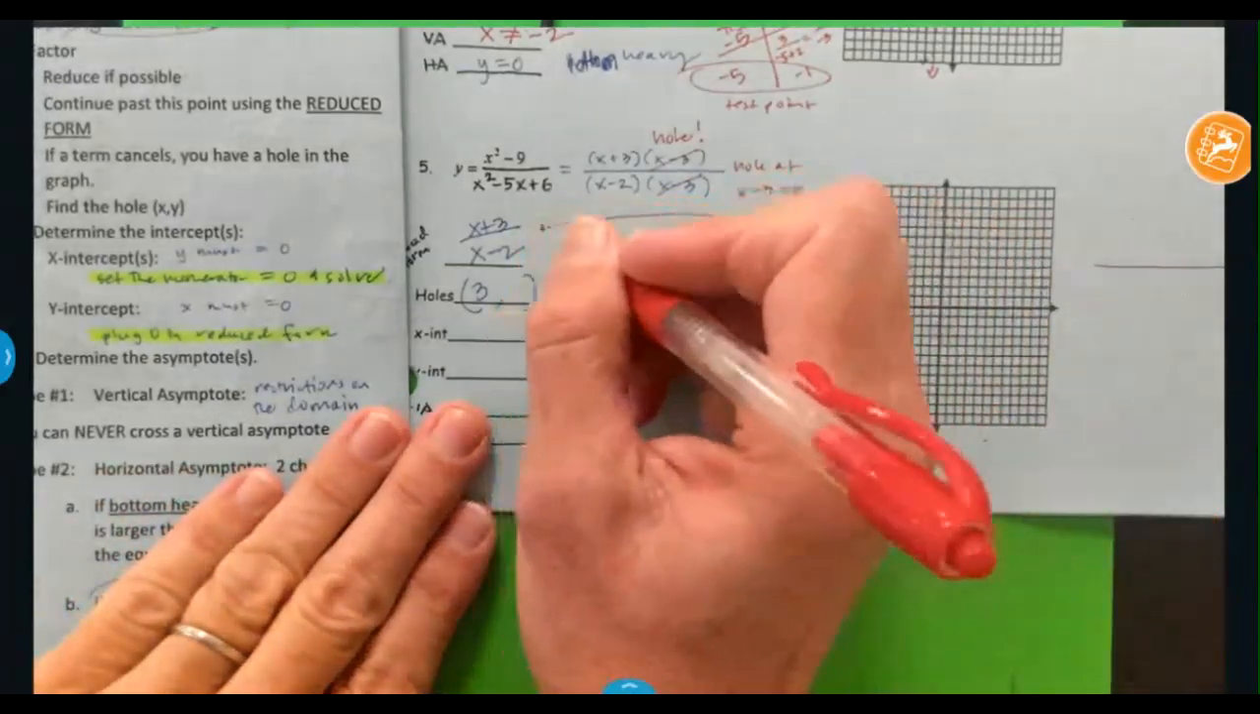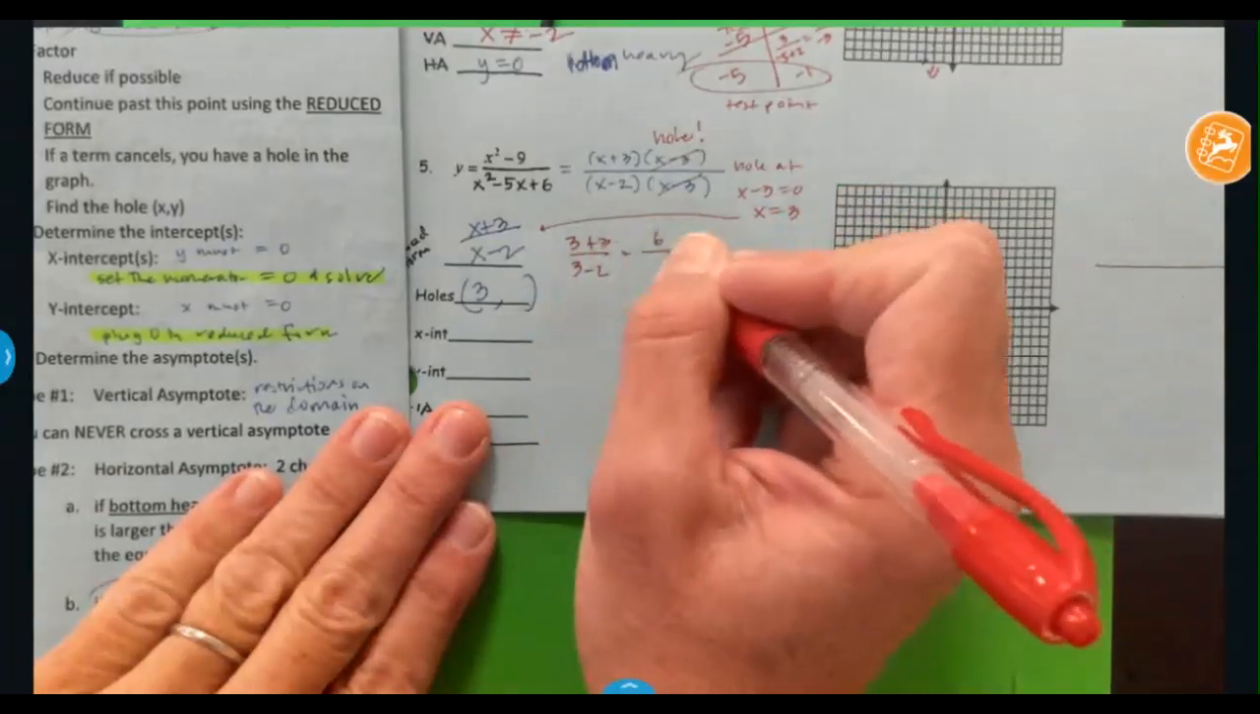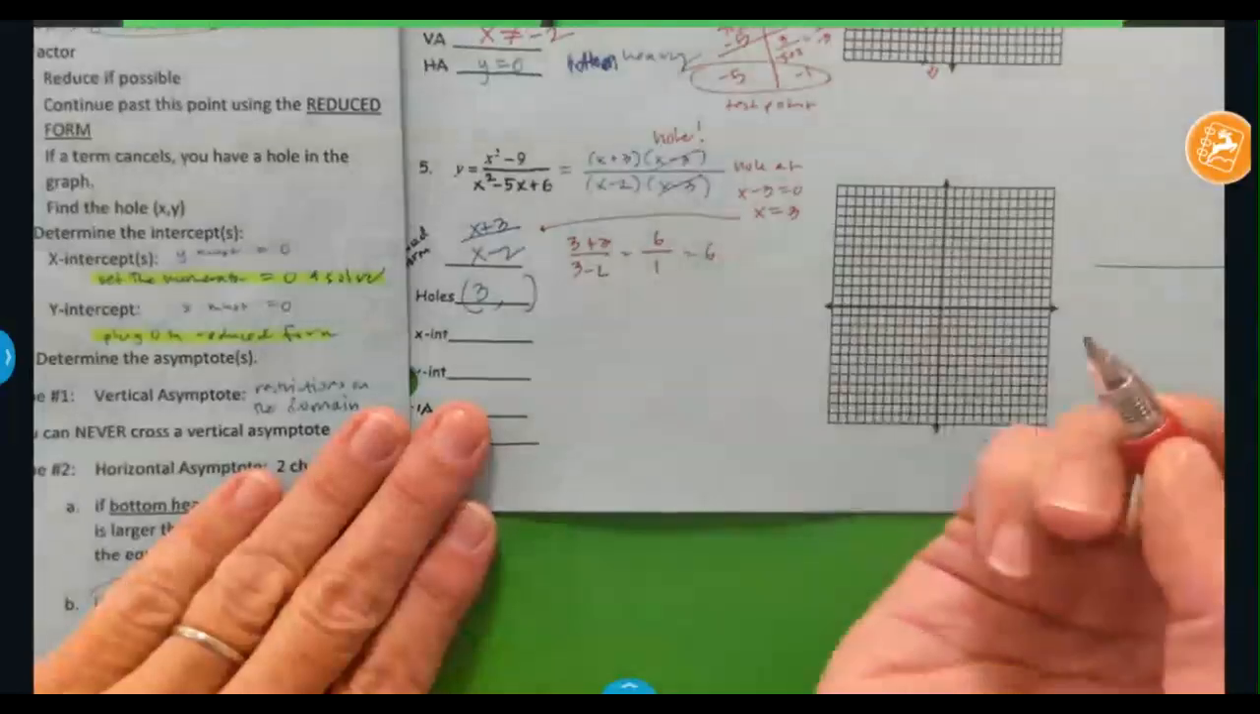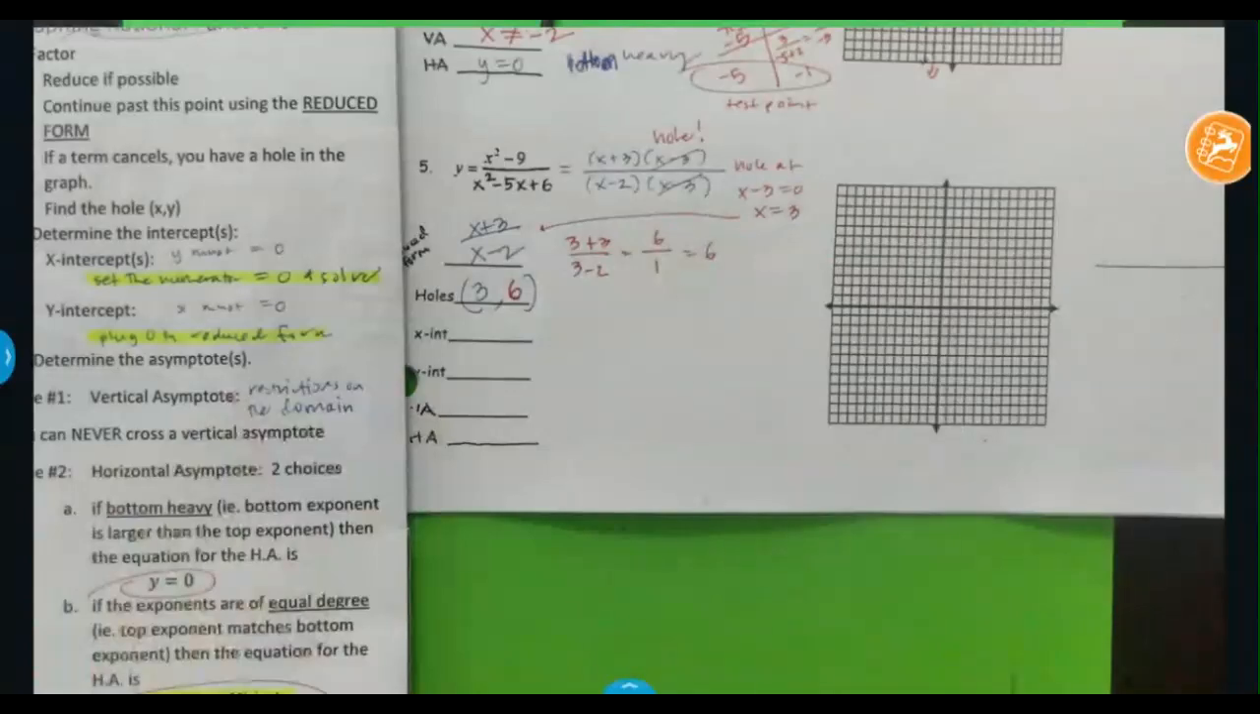So plug this in. We've got 3 plus 3 over 3 minus 2. 3 plus 3 is 6. 3 minus 2 is 1. And so the hole occurs at (3, 6). We just found out where the hole is, and I mean a literal hole in the graph. I will show you this on Desmos.com in just a minute. I'm not exactly sure how Collaborate works with me switching over from the live screen to the internet, but we'll see. I'll put it in and see what happens. All right, so we know that a hole occurs at the coordinate (3, 6).